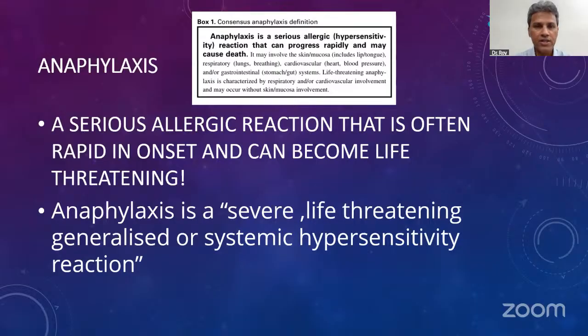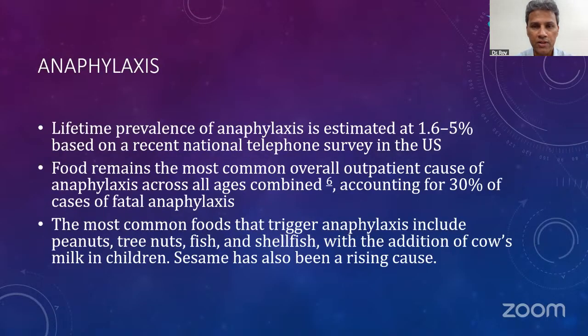So I think the definition is very clear. Most of the patient advocacy groups wanted the inclusion that anaphylaxis can progress rapidly and cause death. This was something that we as doctors were not including in the previous definitions, but it was actually the patients and parents who said that it must be there. And hence I highlight that in terms of the risk. We don't have exact data for India, but the lifetime prevalence is somewhere between 1.6 to 5%, which is a very high number when you think about it.